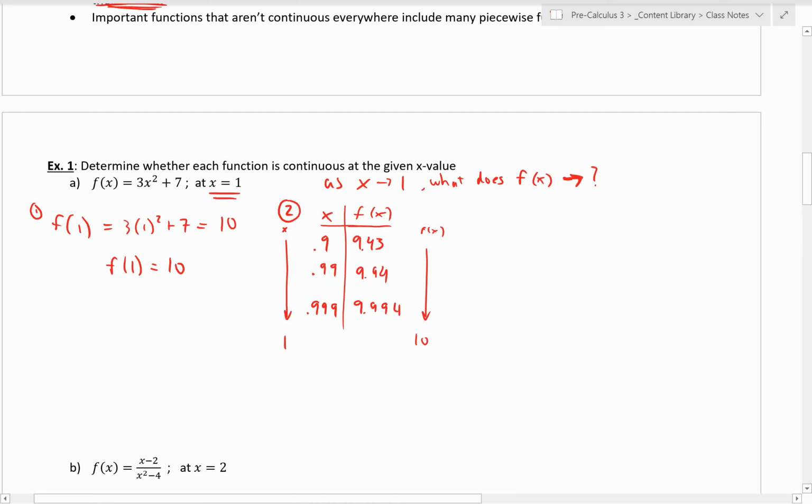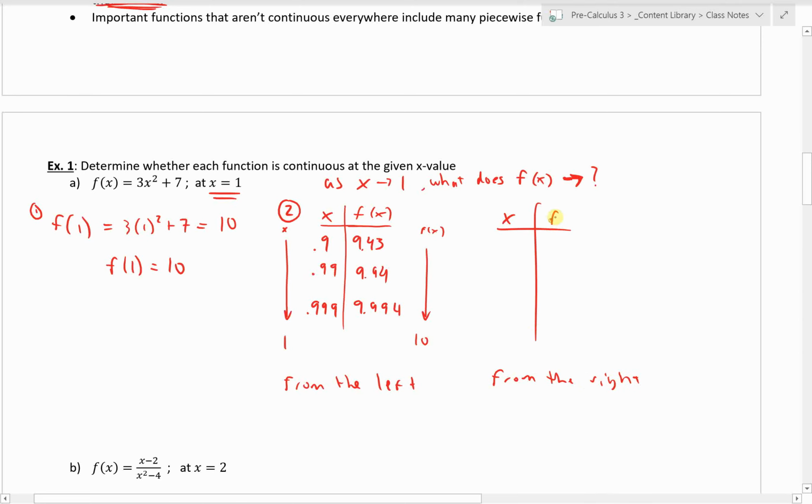Okay, that's true on the left. So on the left, as x goes toward 1, y goes toward 10. What I mean by left is below 1, to the left of 1 on the number line. We also need to do it from the right. We have to do it from both sides. So we have to think about from the left and from the right. We have to do both.